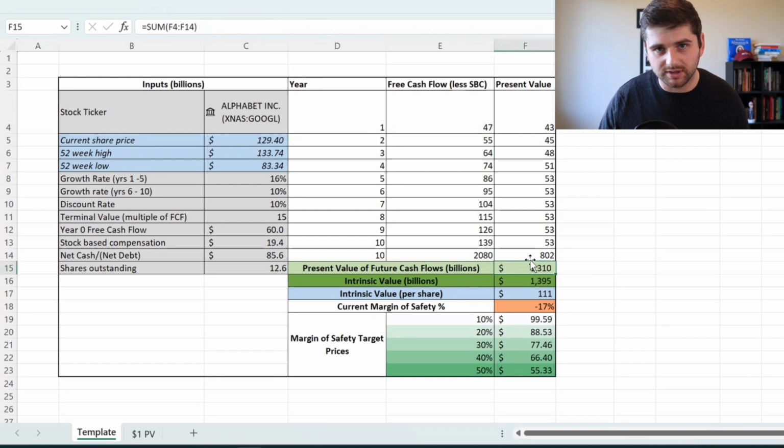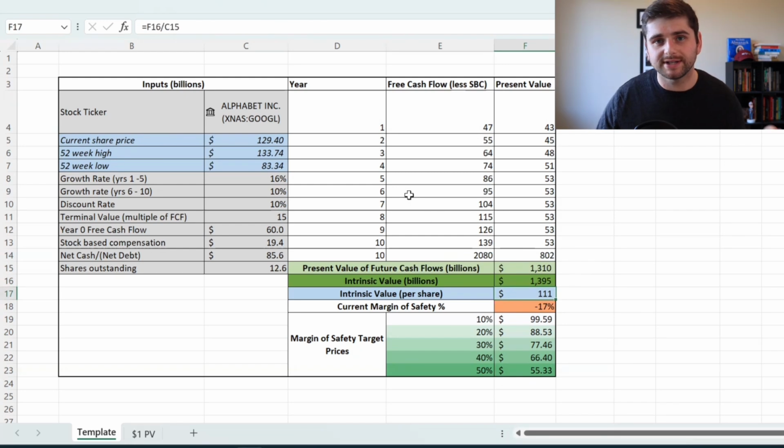That 1.3 trillion is the present value of future cash flows based on these assumptions, but Google also has that $85 billion or so of cash lying around, which we also get when we buy the stock, or we get a proportion of it. That takes us to $1.395 trillion. We divide that by the number of shares outstanding, and we get an intrinsic value of $111 per share.